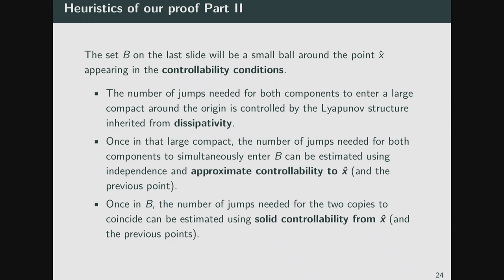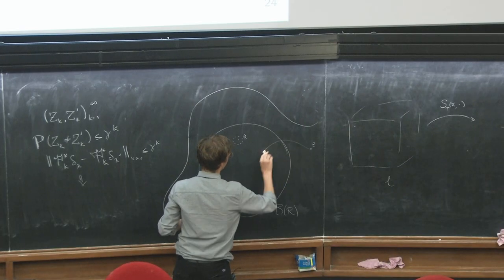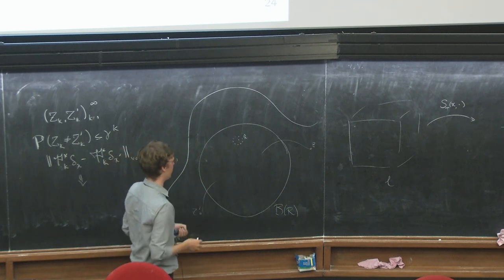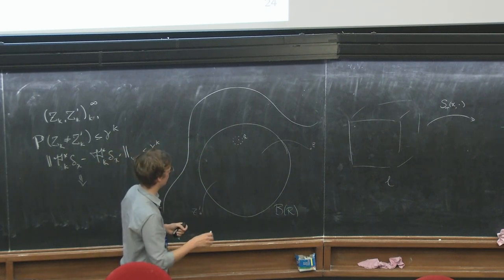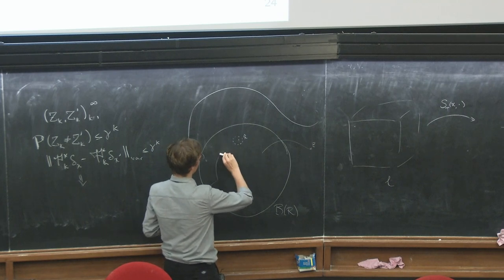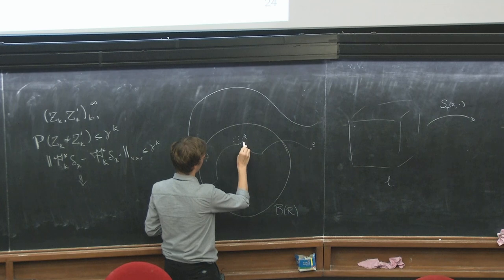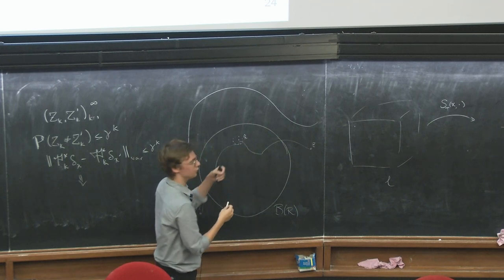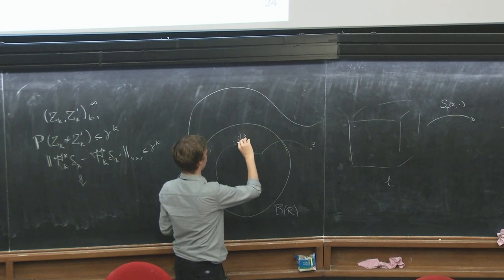I have a big compact, which is the ball of radius r. Then I have a little neighborhood of x hat. So if both z and z prime are far and different, then I wait. And because of the dissipativity, the fact that f points inwards, they'll eventually both be inside this compact. Then inside this compact, because of approximate controllability, I can estimate the time they need for both to enter this ball near x hat. And then from x hat, I use solid controllability to make sure that they eventually coincide.